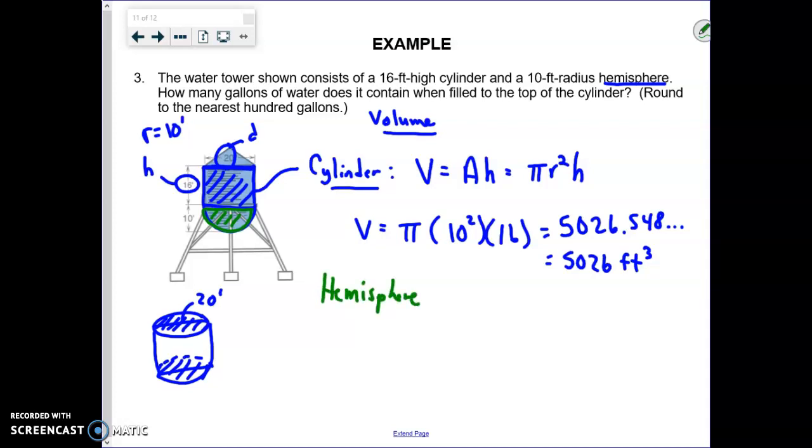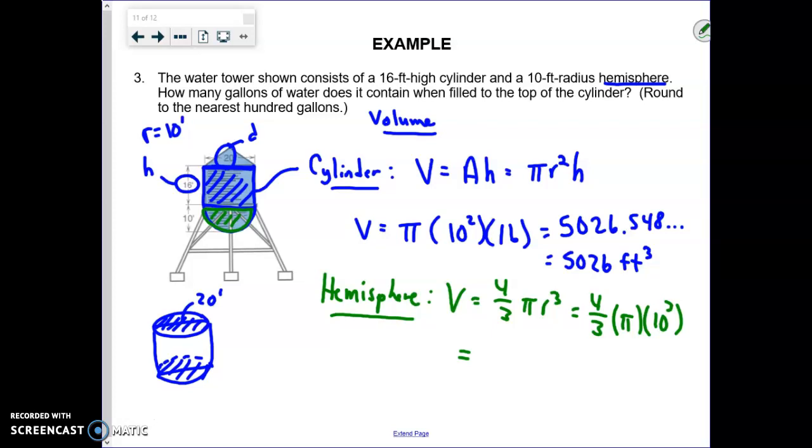Well, all you need to do is take your sphere formula for volume. Volume equals 4/3 pi r cubed. And that's, again, 4/3 times pi, the pi button, or 3.14, times the radius cubed, which would be 10 cubed.